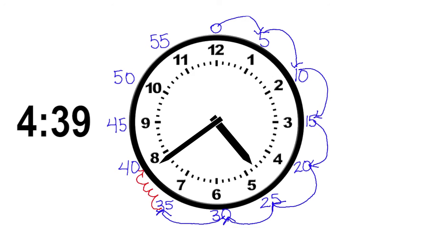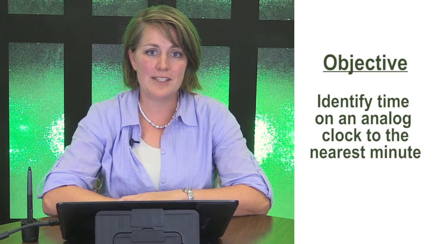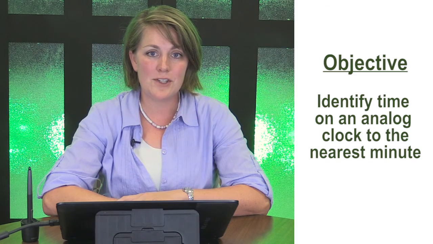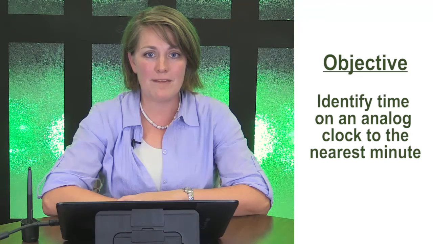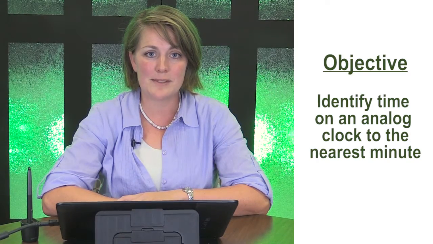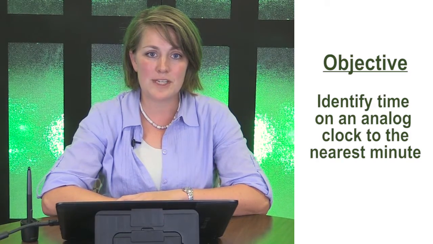Give your child practice using a wide range of times. Throughout the day, ask them to state the time by reading an analog clock and ask them to explain how they figured it out. Our goal today was to identify time on an analog clock to the nearest minute. We accomplished this by first looking at the time and finding the hour. Then, to find the minutes, we counted by fives to get as close to the minute hand as possible, and then counted by ones to reach the minute hand.